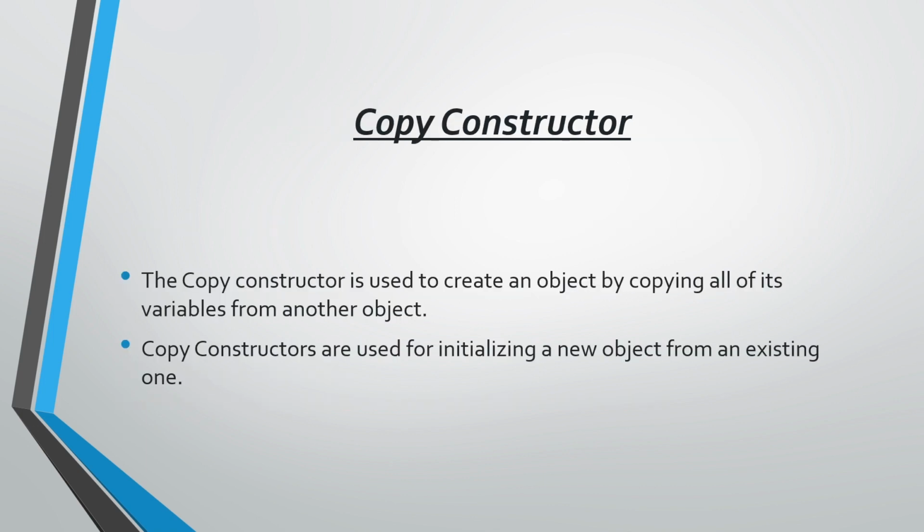The third one is copy constructor. This copy constructor is used to create an object by copying all of its variables from another object. So suppose you have an object already in the system and you want to create another object with exactly the same values of the existing object, you use this copy constructor. Copy constructors are used for initializing a new object from an existing one.